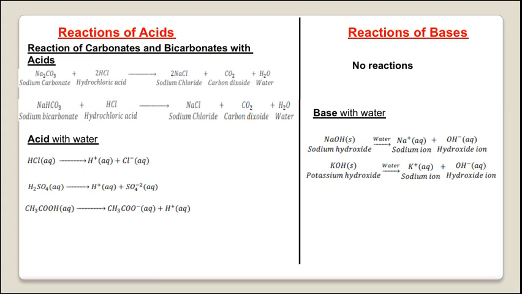Acids and bases, both when dissolved in water, release their ions. You can see in the reaction, HCl when dissolved in water releases H plus ions, whereas NaOH when dissolved in water releases OH minus ions. It is clear from these reactions that acids and bases only work when they are dissolved in water. If they are in a dry state, they will not show any ionization, that is, release of ions.